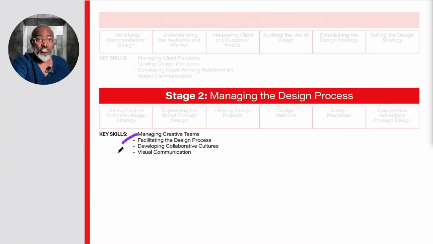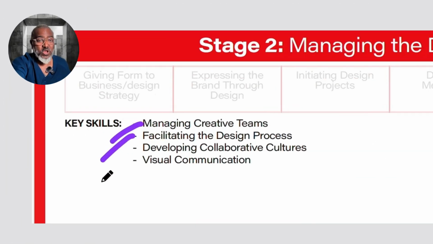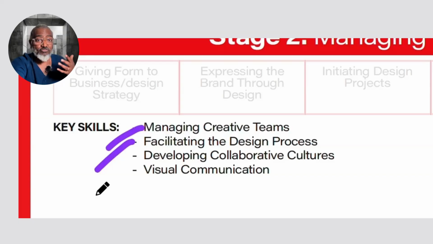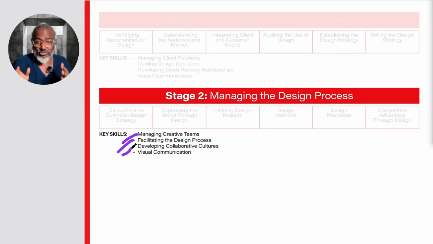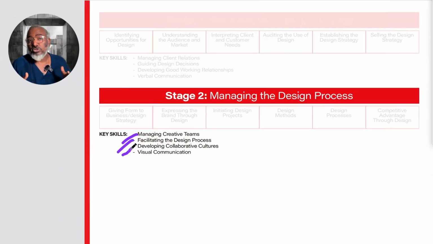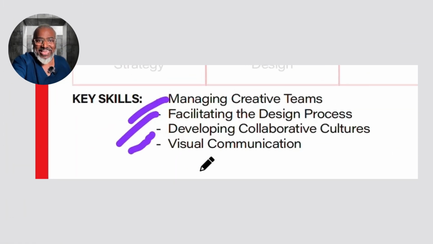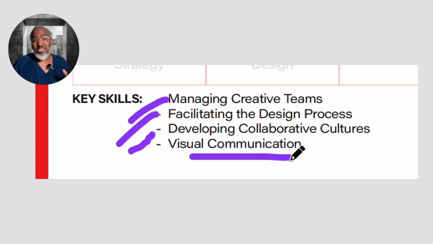Once again, managing creative teams, facilitating design processes. You need to be good with a lot of these processes and developing a collaborative culture because you have to work with a team. You need to be really good at how to interact with people. If you don't know how to talk to people, how are you going to encourage them to work towards the same goal? Okay? You need to be a good people person. And lastly, you need to be a good communicator: visual, verbal, written.